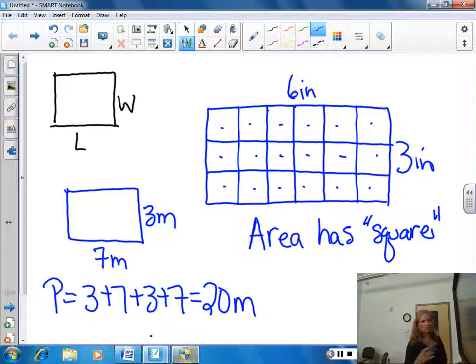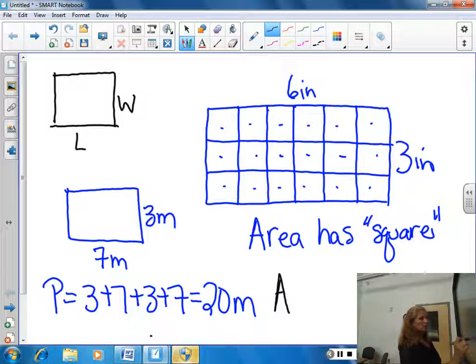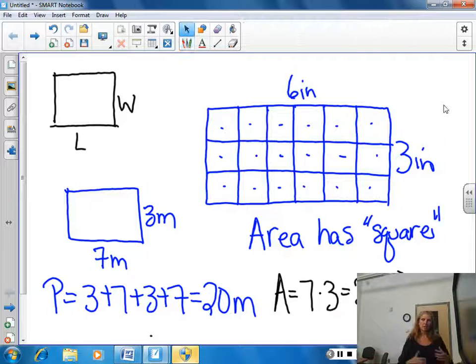Just meters, because the perimeter is always linear. Then if you want to find the area, you would take length times width. 7 times 3 is 21, but what would the units be? We're talking about meters, so it would be meters squared, because it makes a square inside there. That's what gives us 21 meters squared.